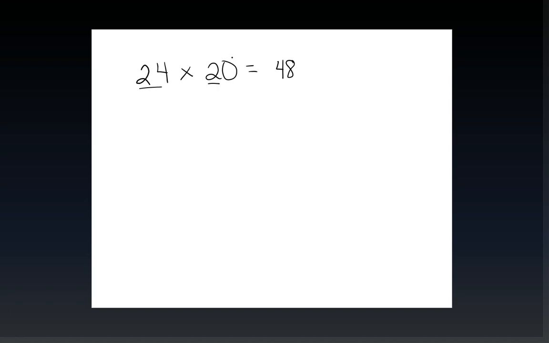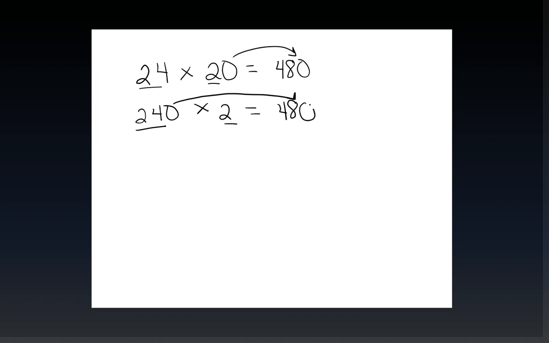I have 1 zero in my problem. So 24 times 20 is 480. Now, what if I had my zero over here? What if I have 240 times 2? Well, it's the same thing. I'm still ignoring my zeros at first, and I'm saying 24 times 2 is 48. And then I'm looking back and I'm saying, okay, I've got 1 zero. It needs to make the journey over. 240 times 2 is 480.